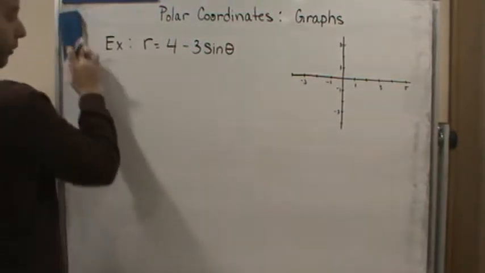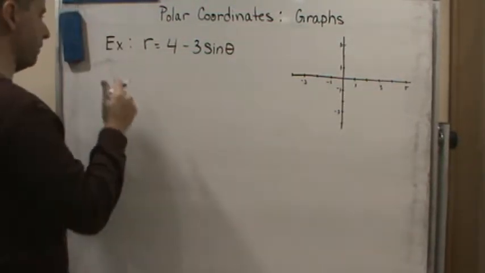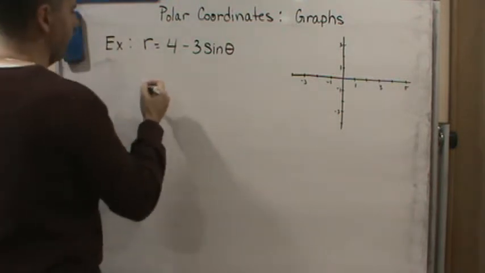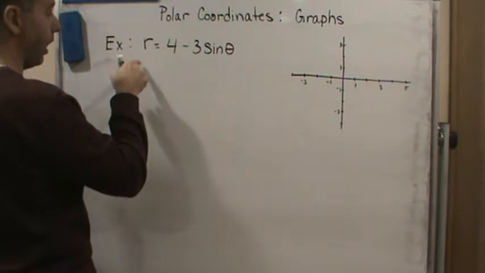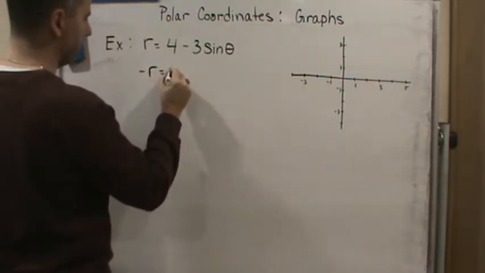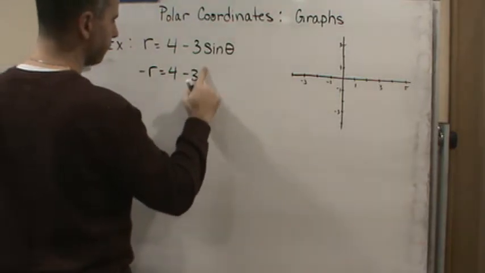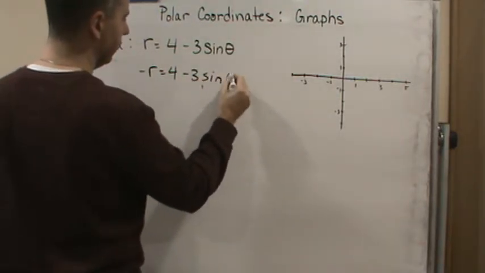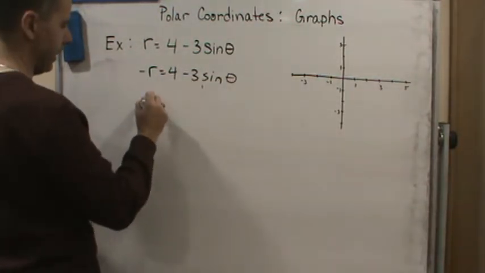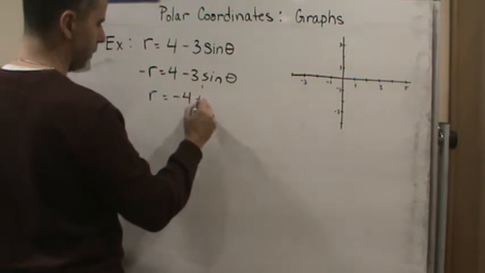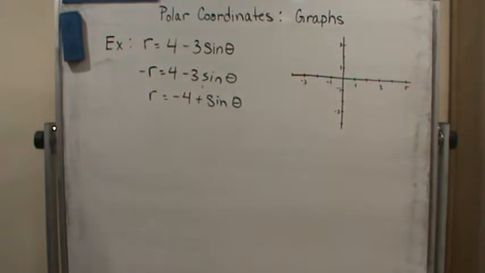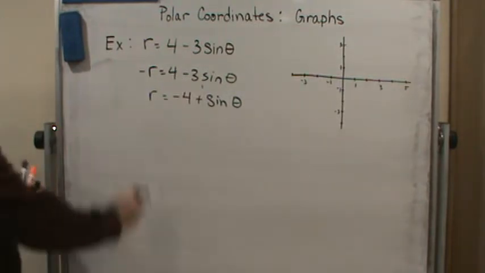Okay, so let's do the third one. We haven't done the third one yet. In fact, this is the first time I've done the third one in the videos so far. So that means we're going to replace r with negative r and theta with theta. So this is going to be negative r equals 4 minus 3 sine theta. And so now I multiply everything by negative 1, and I get r equals negative 4 plus 3 sine theta. Nope, does not give me the original. So it failed all 3 tests.